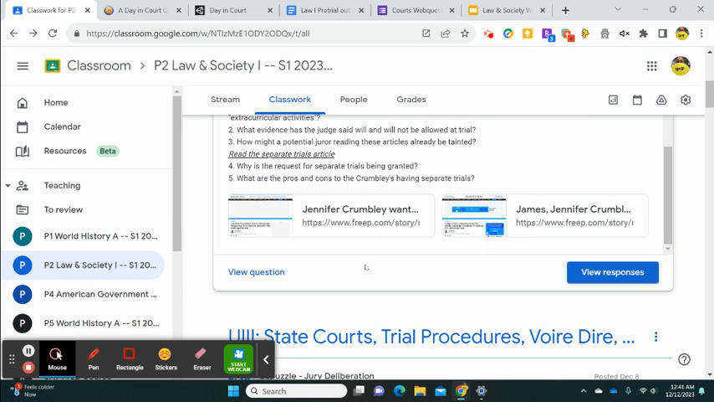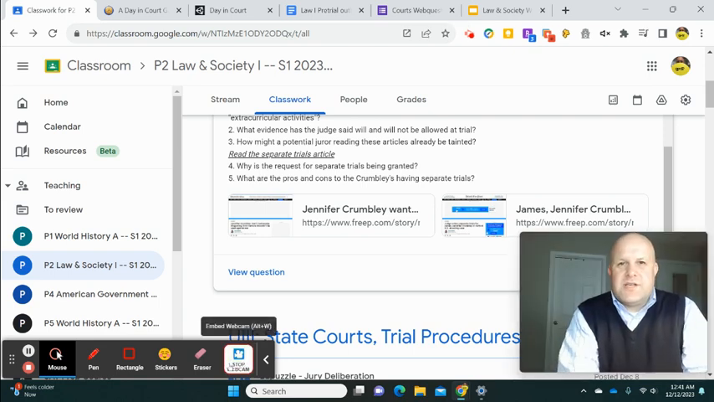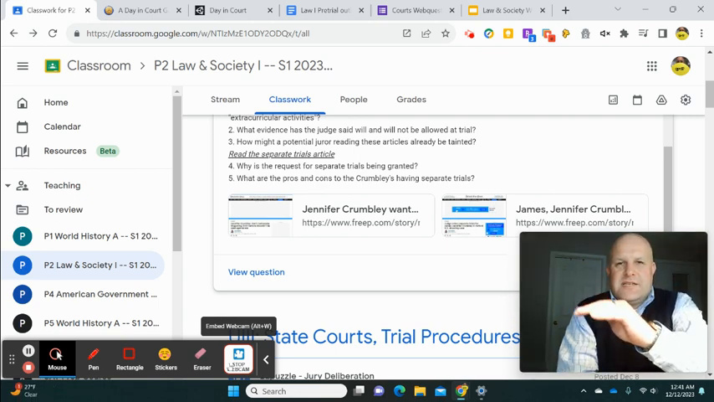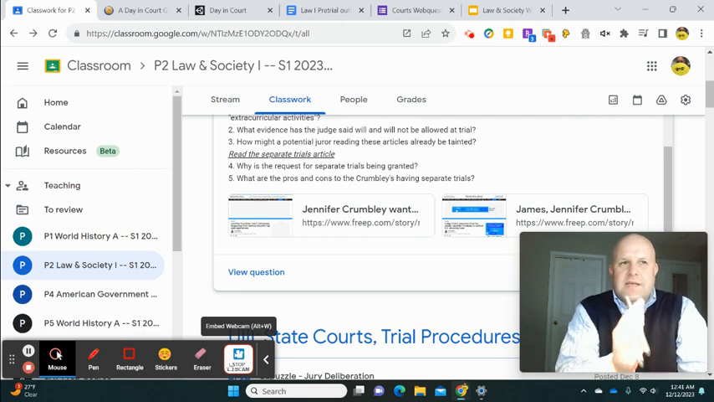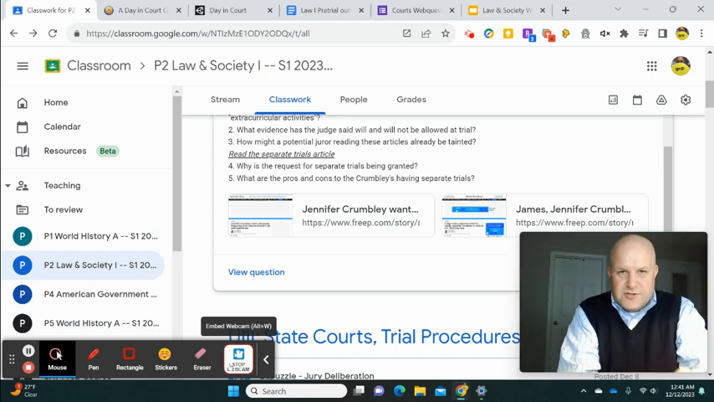They are looking at pretrial and focus a lot on pretrial discovery. That's the phase the Crumbly involuntary manslaughter trial is in right now. Two recent developments have happened. Number one, the parents requested separate trials, which is their right. Everybody has a right to separate jury trials. And then also Jennifer, the mother, is looking to get things excluded. So look at those articles and answer the questions about what's been excluded, what's been allowed, why the request for separate trials has been granted, what the pros and cons of that are, and so on.